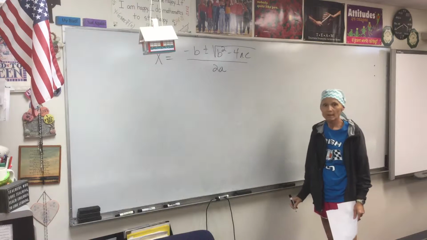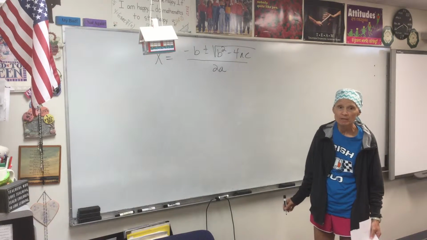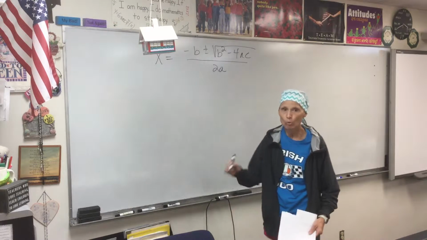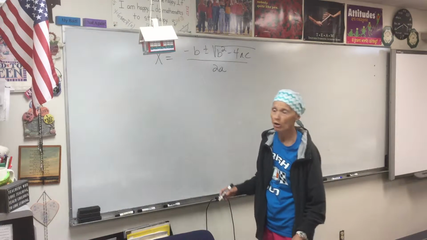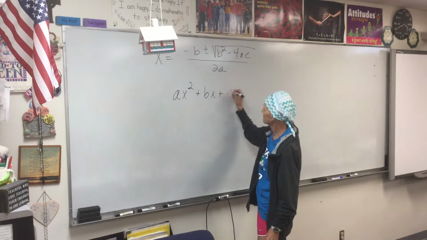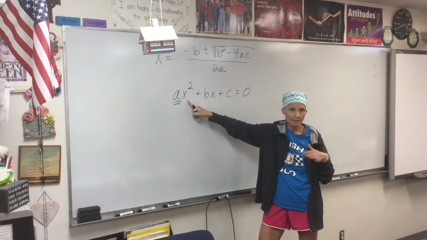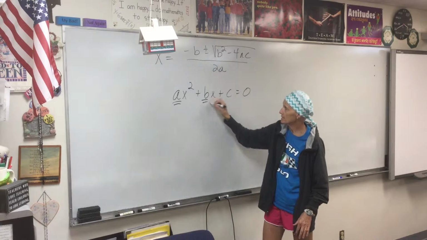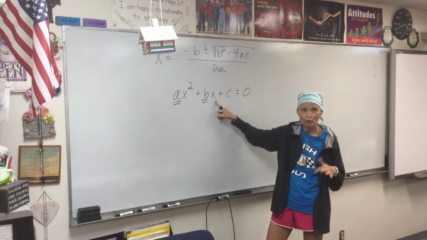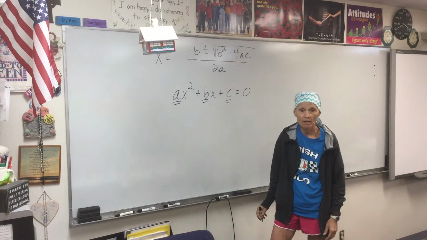And of course, what I'm talking about in terms of a, b, and c are the numbers in the quadratic equation that you are solving. So the equation is going to be of this format. So a is the coefficient on the x squared term, b is the coefficient on the linear term, the plain x term, and c is your constant.